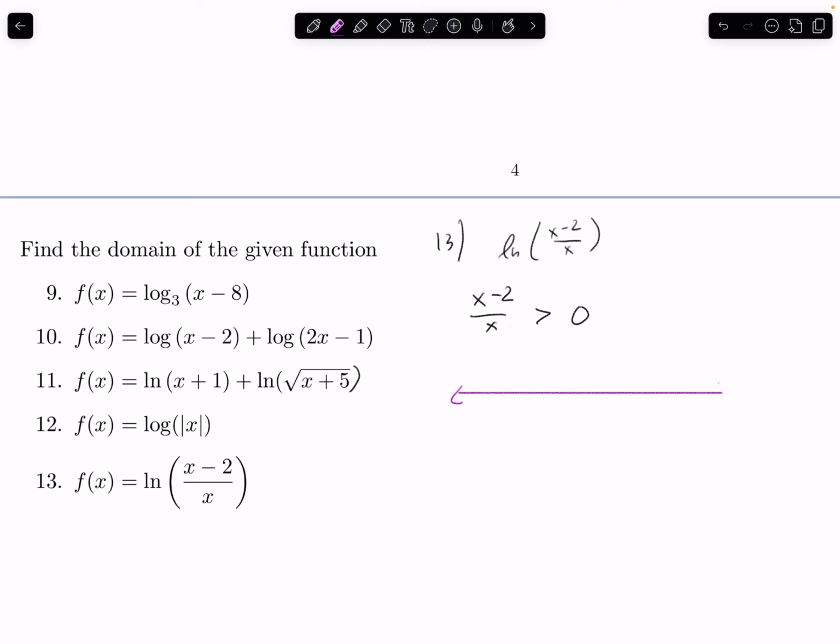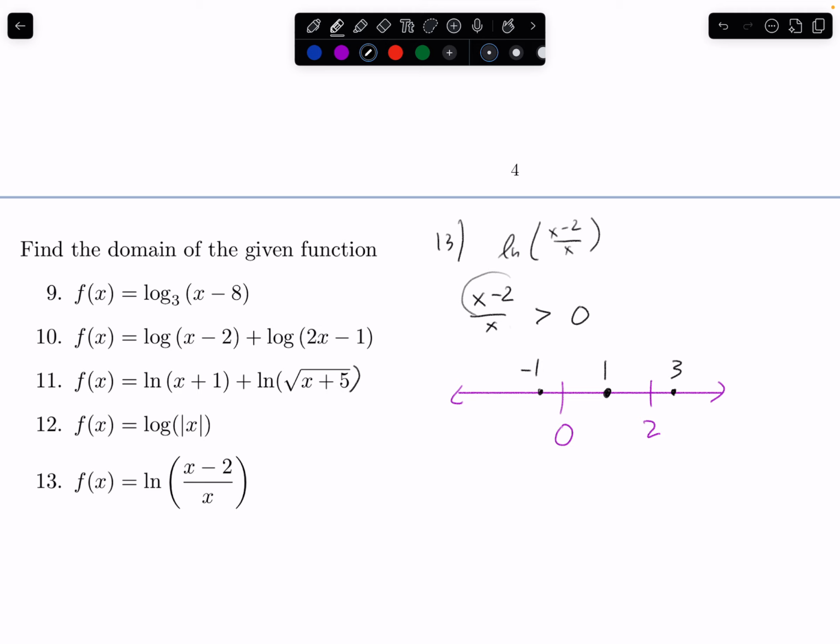Okay, so first of all, when is the top 0? Top is 0 when x is equal to 2. So 2 is an important place to check. When is the bottom 0? When x is equal to 0. And in between, I've got to make my checks. So the obvious choice would be 1 right in between there, and then 3 to the right of the 2, and then negative 1. Okay, so one by one, what happens?